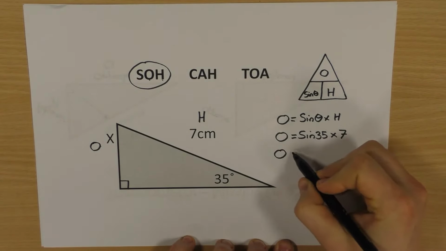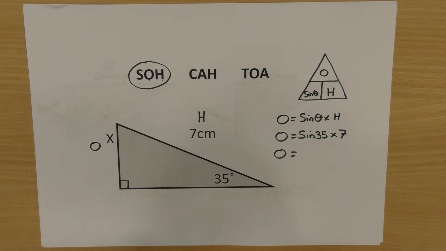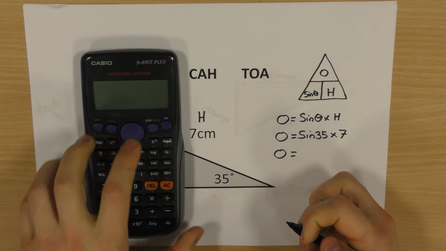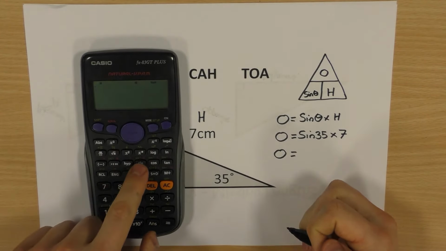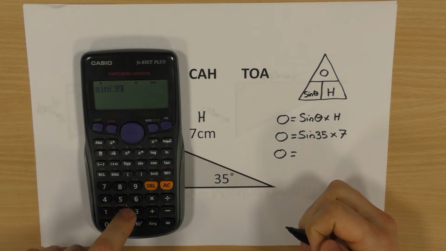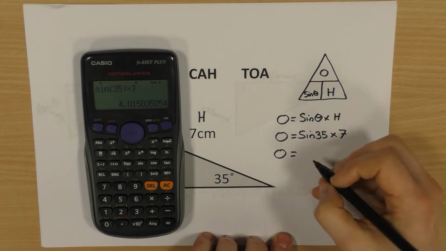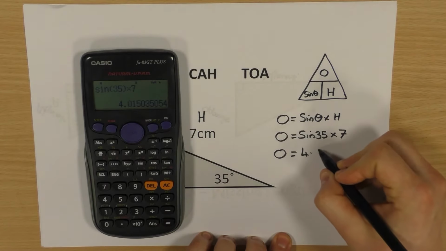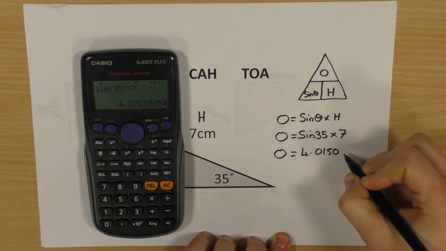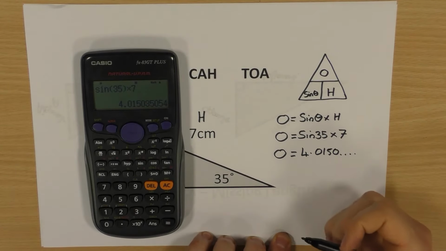Okay, so what you do is you grab yourself a calculator and we simply just type that in. So sine is this button here. Now notice it comes up with a bracket, so just be careful that when you put your 35 in, which is your angle, you actually close that bracket, otherwise you will get the wrong answer, times by 7, and we get a big number, so 4.0150, etc, etc. The question will probably tell you to round it to one decimal place or a whole number or whatever, in which case you just round it to what you need to round it to.